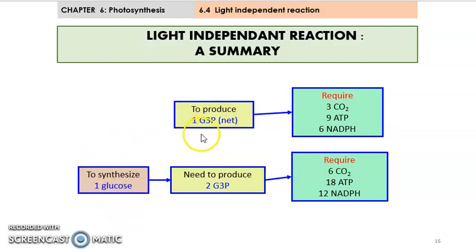So what happen? Awak kena darabkan dengan 2 lah. So means that the cycle will be repeated twice. Sebab G3P ni molekul yang ada 3 carbon. So kalau nak hasilkan glucose yang mana dia ada 6 carbon, so dia akan berlaku 2 kali. So maksudnya awak mesti kena darabkan dengan 2. So 6 carbon dioxide, 18 ATP, 12 NADPH. Okay? Okay, so that's all for light independent reaction or Calvin cycle.